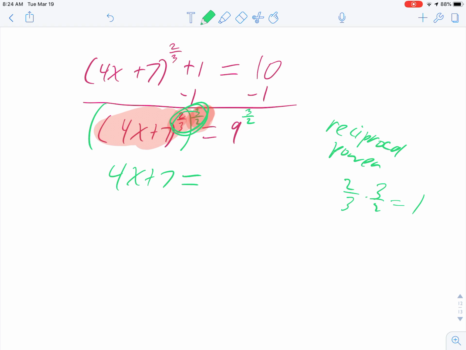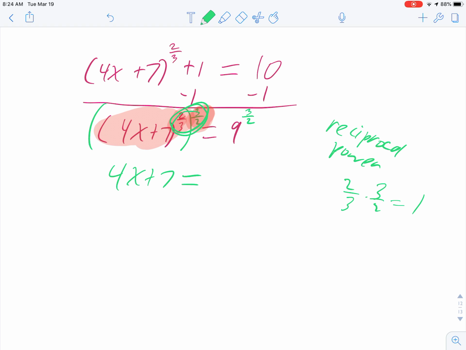Now over here on the right, we need to evaluate 9 to the 3/2 power. So we can rewrite that. Remember, power over root. So it's the square root of 9, because the root is 2, to the third power, because the power is 3. So I can simplify this. The square root of 9 is 3. 3 to the third power is 27. And we went from this crazy looking equation to something that's actually pretty straightforward to solve.